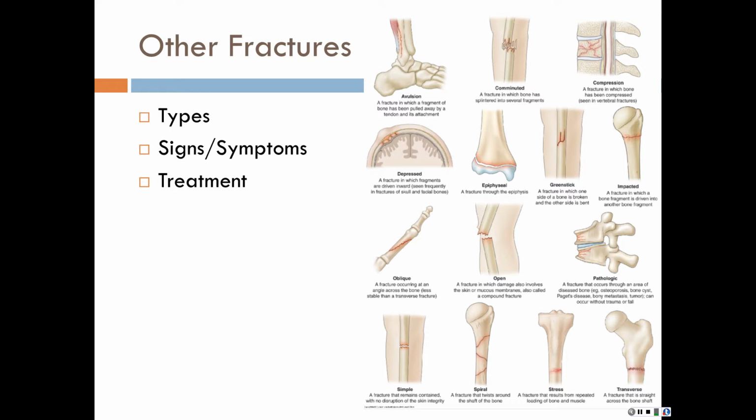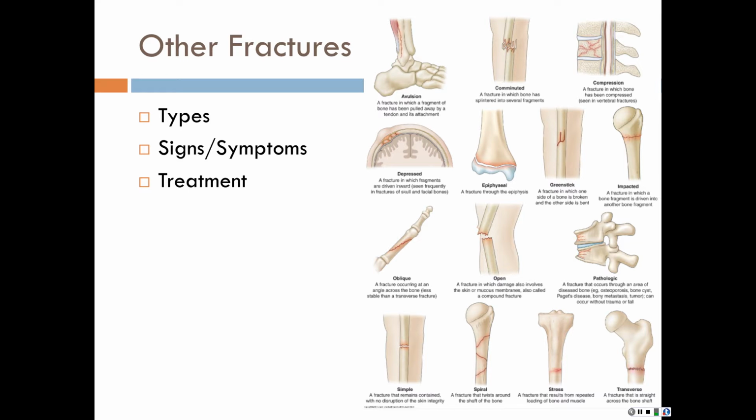You've got those compression fractures. Those are the ones that happen frequently in people with osteoporosis, specifically in the vertebrae. It can have a lot of complications because your spinal column with nerves are running there. The greenstick fracture is one where only one side of the bone is broken, the other side is bent. So if you think of it like a piece of living green wood, healthy wood, and you go to try to bend it and it only breaks on one side, it's kind of like that.